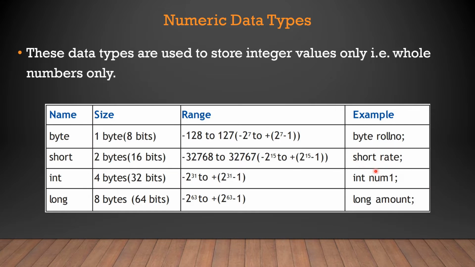Then this is a variable num1, means any number. We have just given this name num1 to that. So its data type is integer, and for integer we denote it by the keyword int. Then amount, this is also a variable, and this is its data type long.